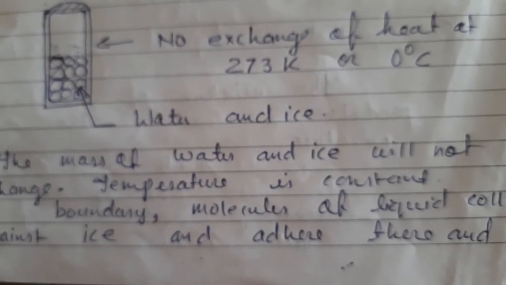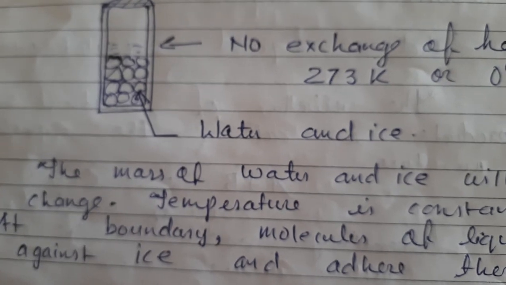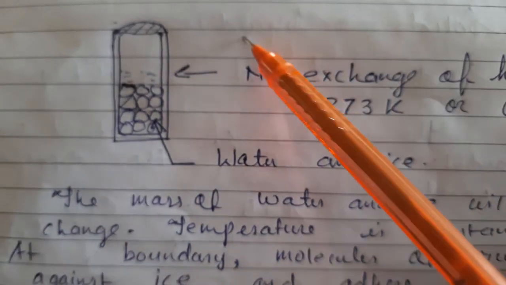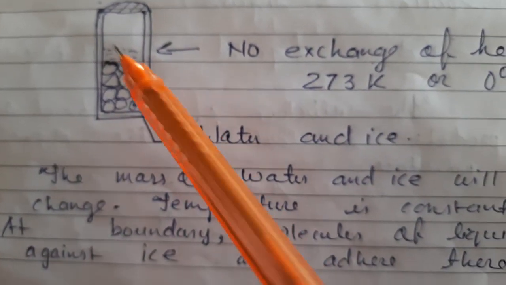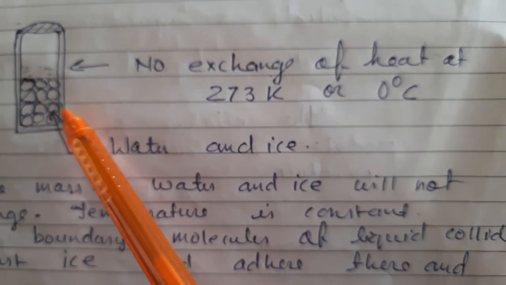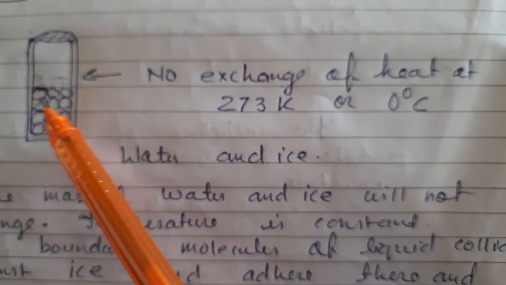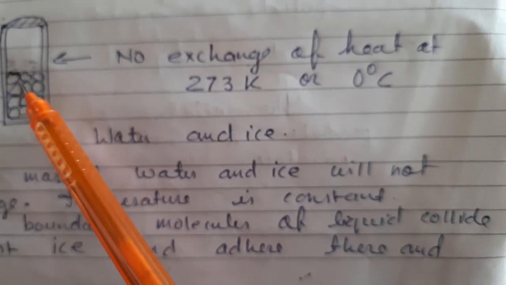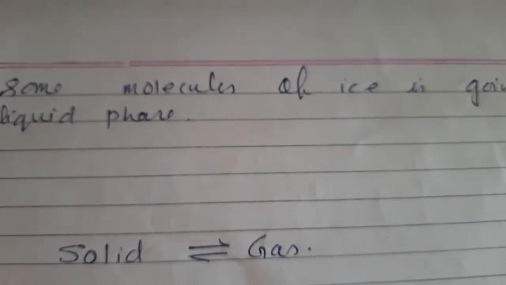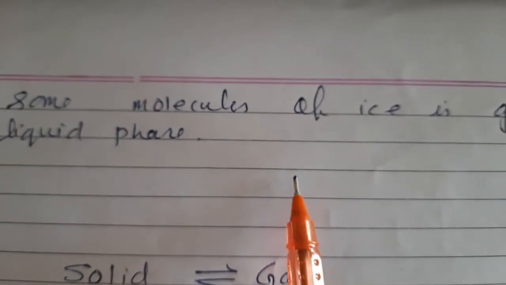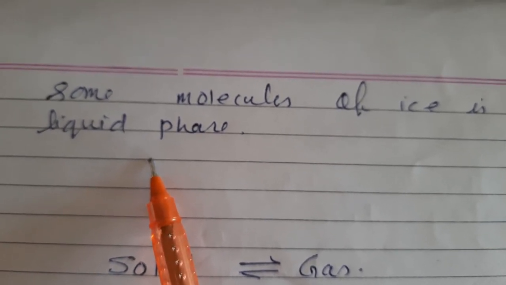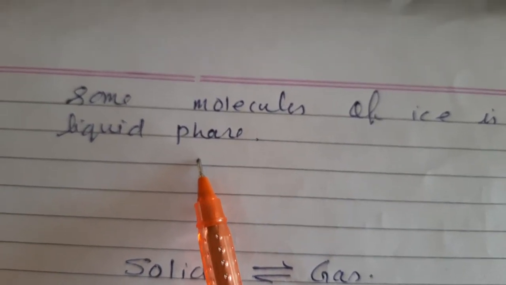The temperature is constant, and at the boundary the molecules of liquid collide against the ice. Molecules of liquid will adhere there, and similarly ice will become liquid, and again liquid will come to the ice and collide. So some molecules of ice are going into the liquid phase, and from the liquid, ice is being made. Fine. So this is known as the solid to liquid equilibrium state.